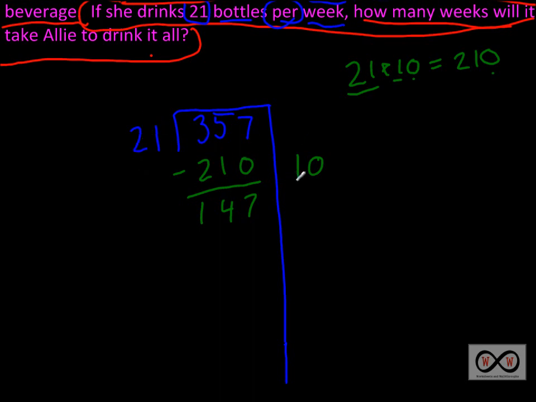So 21 times 10, well, that would be too much to fit into 147 now, because we're thinking 21 can fit into 147. How many times? Well, we can try that 5. So we've got 21 times 5. 5 times 1 is 5. 5 times 2 is 10. 105, that would work. So let's use 5. 105.